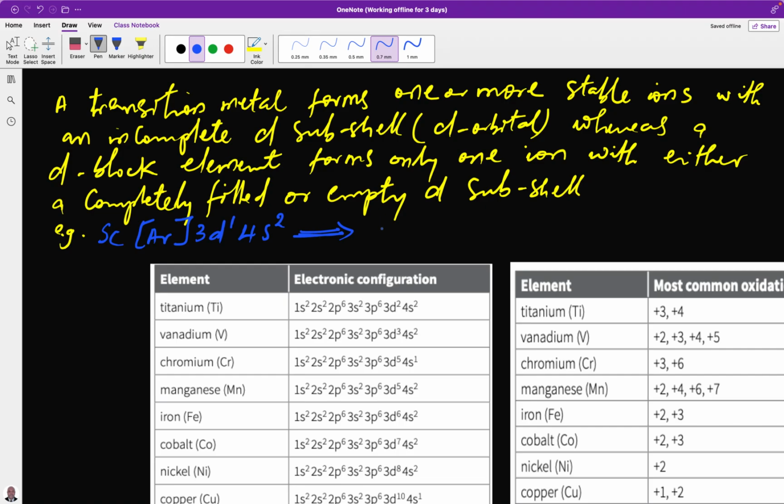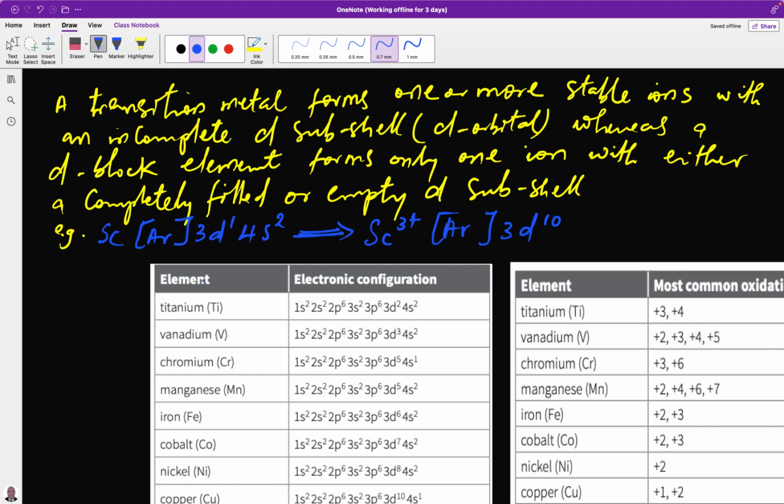let me say all the 4s electrons and the 3d electron are lost. In that case, scandium now has an empty d orbital.